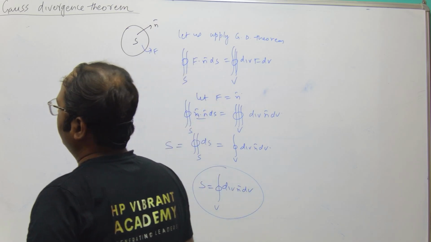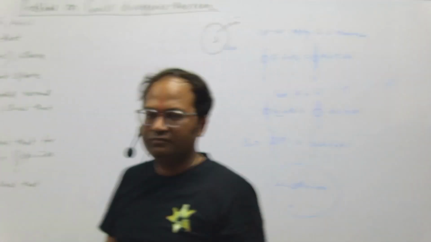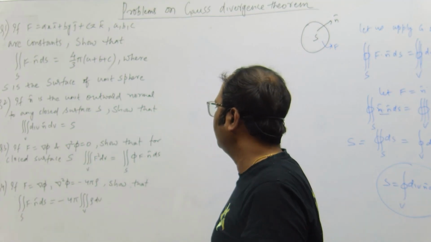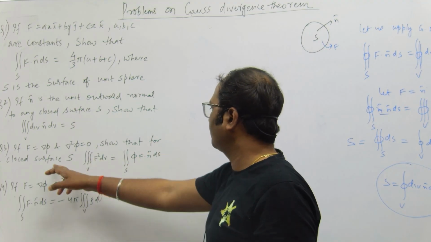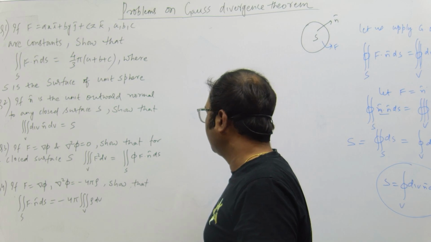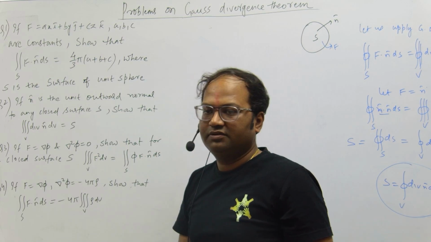If F is equal to del phi and del square phi is equal to 0, show that for a closed surface S, the integral of F square dV is equal to the surface integral of phi F dot n cap dS along the surface S. Okay, so let us solve this.